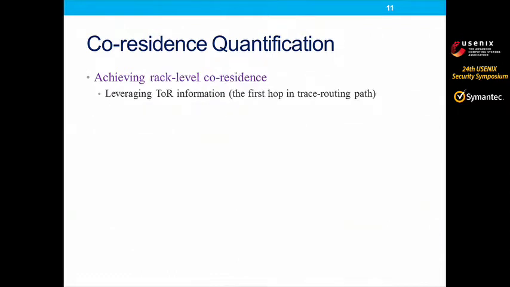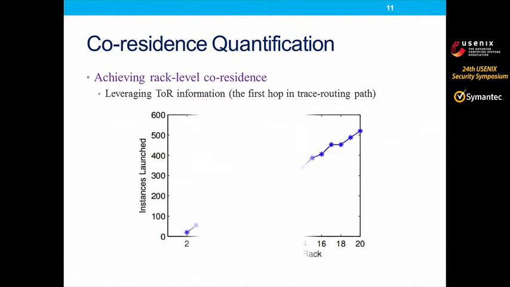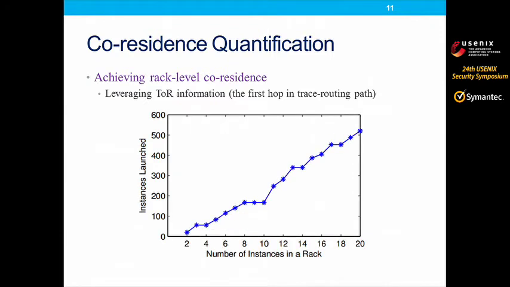Besides such co-residence on the machine level, we also quantified the rack-level co-residence. In the threat model of the power attack, the attacker tries to deploy as many attacker instances as possible under the same rack. So we quantified how many probing instances are required to place a certain number of instances under the same rack.